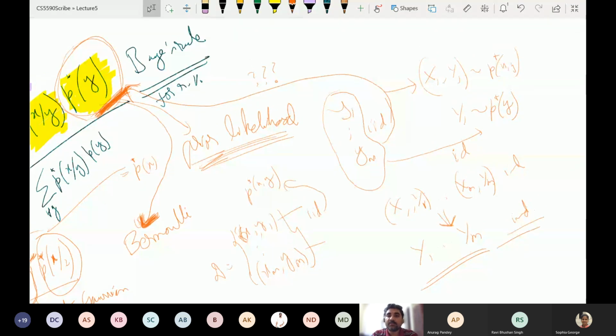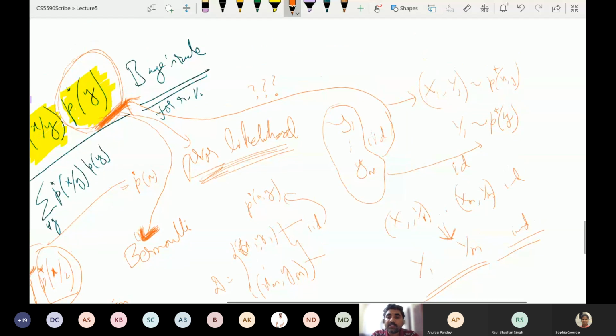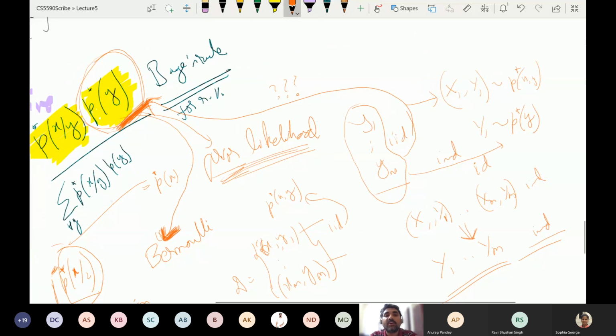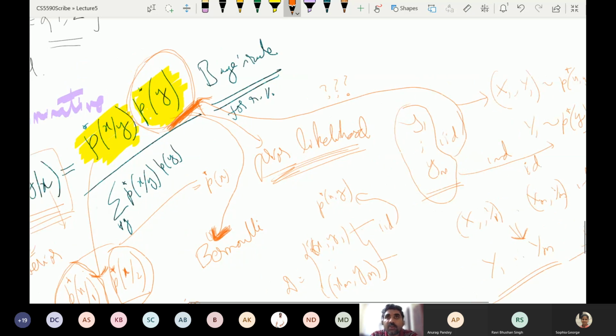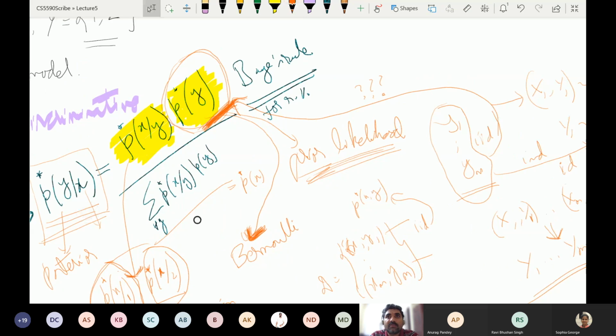That's why these samples are IID samples from P star Y. If they are IID samples from P star Y, we already know how to estimate Bernoulli parameters, right? How will you estimate? For example, the true probability of taking the first class is estimated as the fraction of examples in my training set that are of first class. As simple as that. So Bernoulli estimation is clear, right?